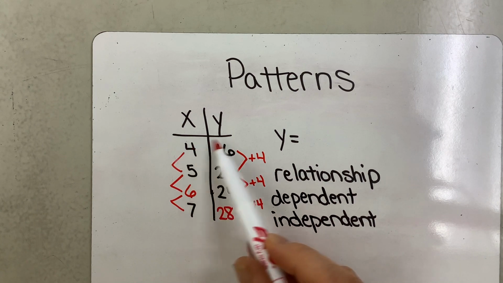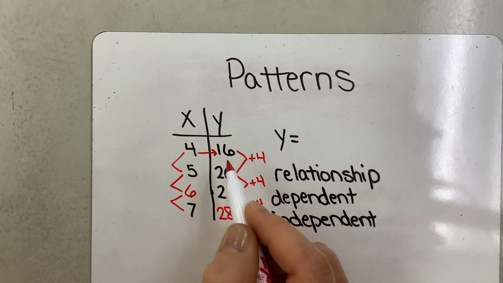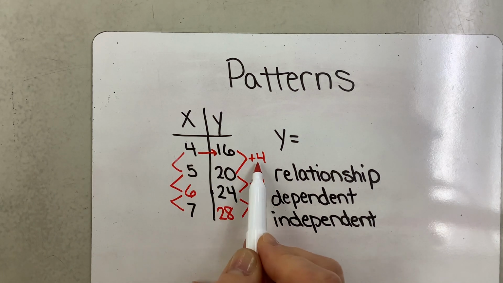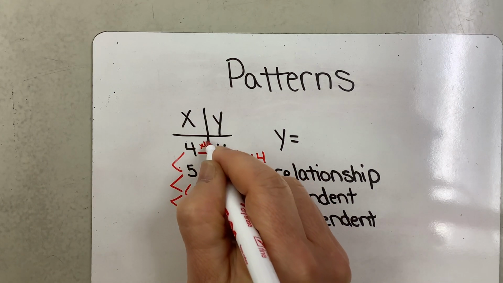Now, I can see there seems to be a 4 involved, but I need a pattern that relates these two, that puts these two in relationship. So now I'm going to look this way. Well, 4 plus 4? No, that wouldn't give me 16. But 4 times 4 would give me 16. Oops, so that's times 4.